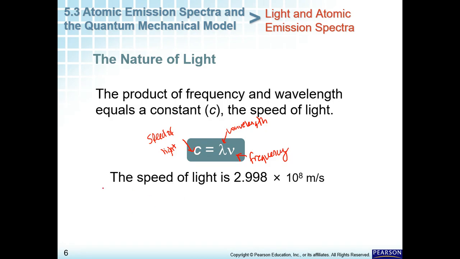And one thing that we do need to understand, and I'm going to underline and basically star, is the speed of light is always going to be the same no matter what light we're seeing, whether it's blue light, green light, microwave radiation, or X-ray radiation. The speed of light is always going to be 2.998 times 10 to the 8th power, and then of course speed's unit is meters per second.